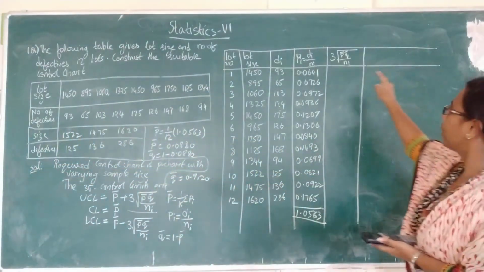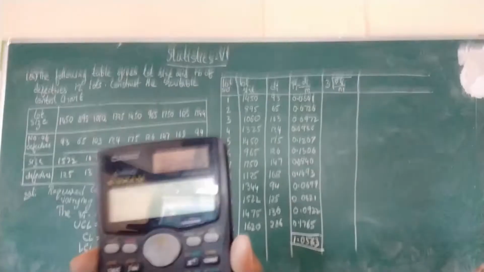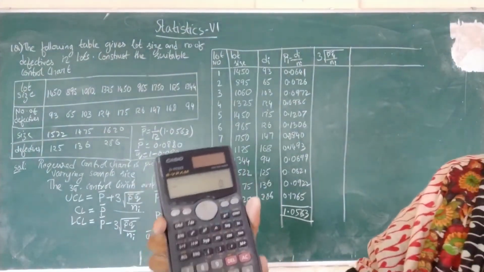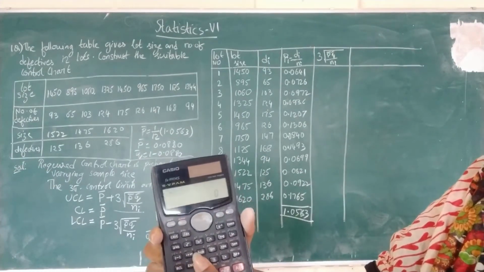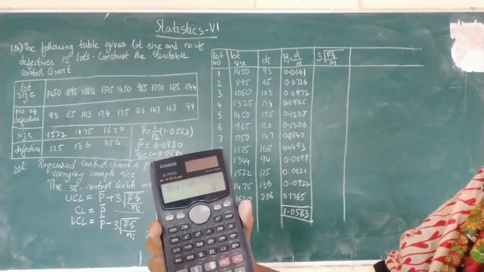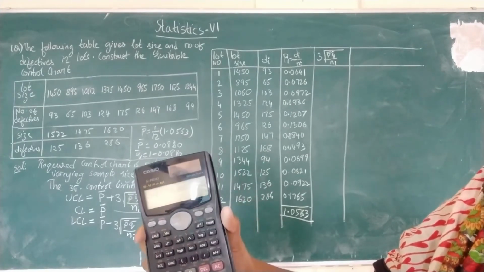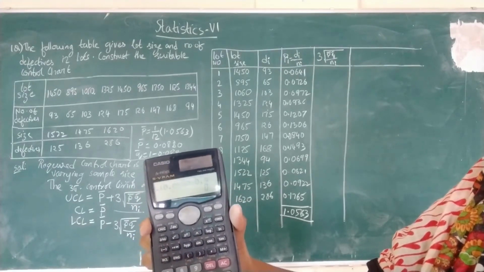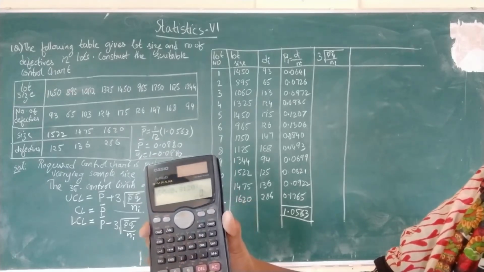Substitute this P bar and Q bar in this column. How will you find this one? I showed you before also. You will take 3 into under root of, open two brackets, one for the numerator and denominator separately. What is the P bar value? 0.0880 into the Q bar value, 0.9120, close the bracket, divided by Ni.